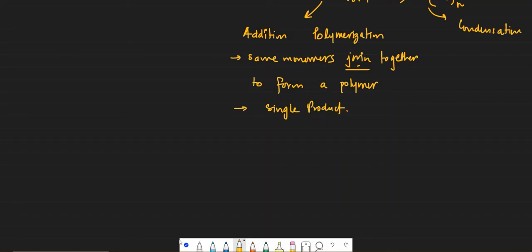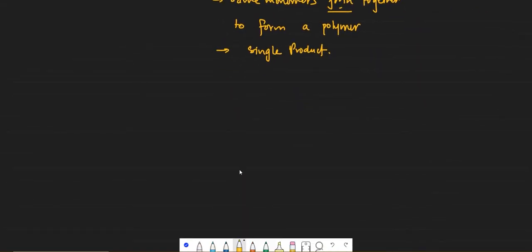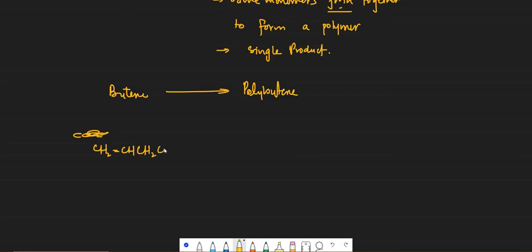Let's take the example of polybutene. Let's say I have to make polybutene from butene. You have to take a lot of butene molecules and join them together, and you'll have polybutene. Butene is normally written like this: CH2 double bond CH, then CH2, then CH3. That's four carbon atoms. This is the condensed formula.